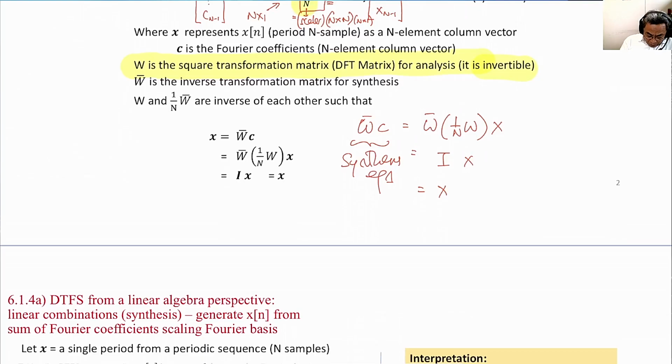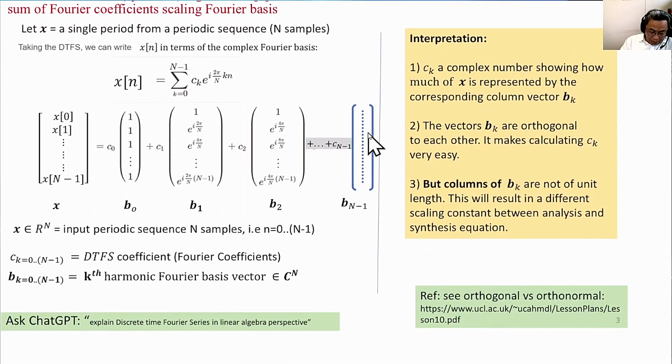In the next slide, we want to study what the matrix W bar is. So let's recap. W bar is an n by n matrix, C is an n by 1 column, and X is an n by 1 column. What are the elements of W bar? Well, let's now write it as X equals W bar times C.